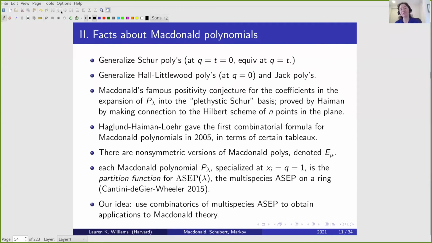So I don't know, maybe it was kind of a wild goose chase that we embarked on, but it worked. So yeah, I guess we wanted to understand what Cantini, de Gier, and Wheeler had done, and we wanted to see if we could upgrade any of the combinatorics used for multi-species ASEP to understand Macdonald polynomials.